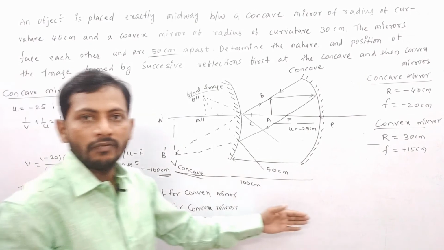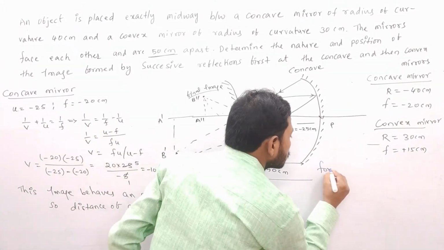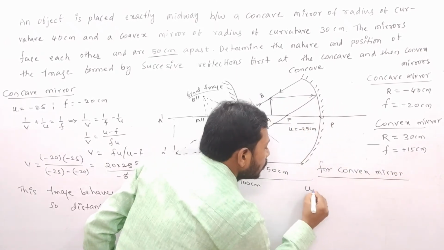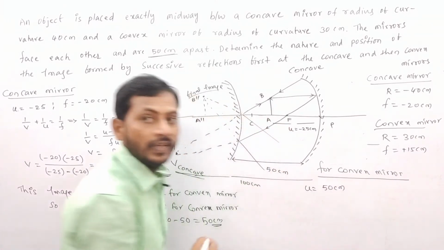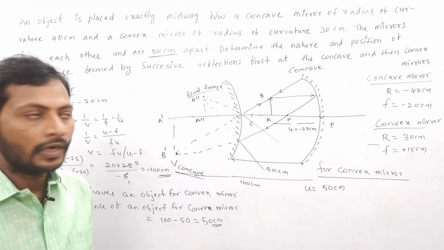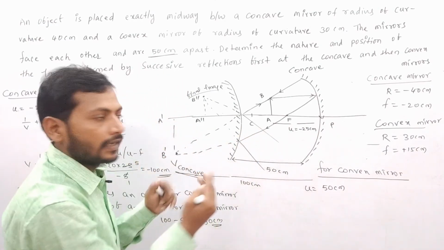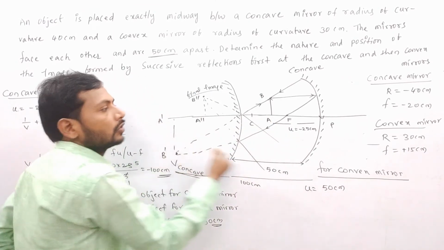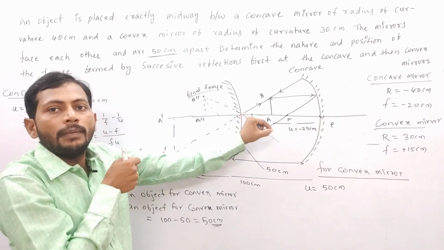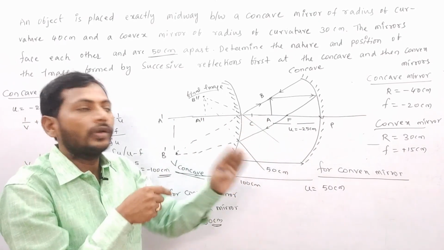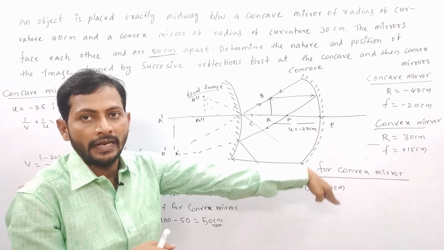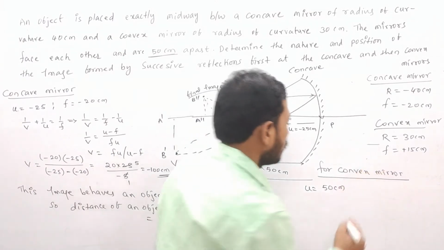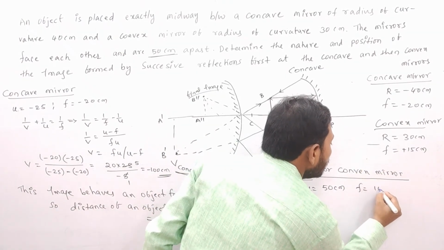I am writing for the convex mirror: U equals plus 50 centimeter, children. Why did I write 50? I hope you understood. Sir, the object should be in front of the mirror, but here it is at the back side of the mirror. That's why you can rotate like this. When you rotate like that, this image is at the back side of the mirror, the right side. Then U is positive. One thing is clear. Then how much is the focal length? Focal length F equals 15 centimeter.